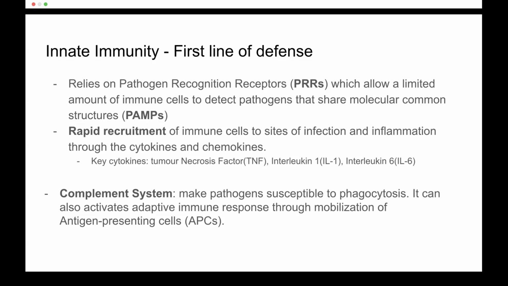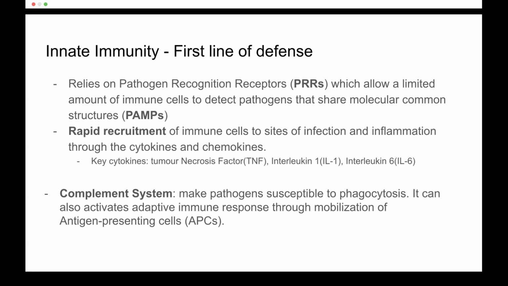induce a series of responses, including rapid recruitment of immune cells to that injury site and site of infection, and will also induce inflammation through cytokines and chemokines. And so the immune cells, which I'm going to talk about later, are basically phagocytes, like macrophages, neutrophils, those cell types.